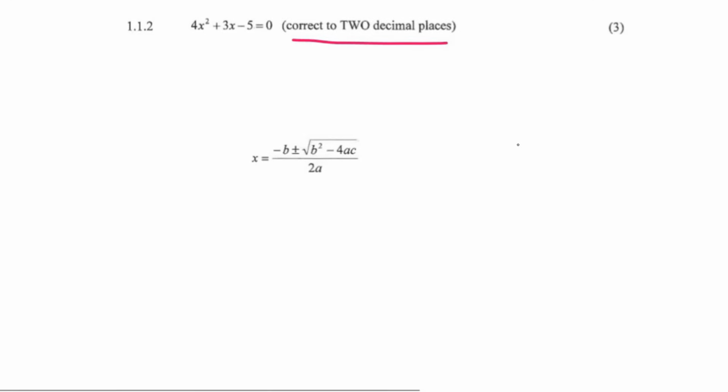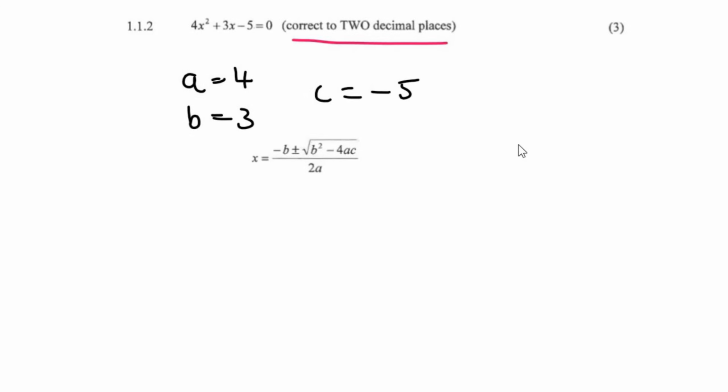Now, I know for a fact that you guys know how to use this formula by now, but I'll just quickly let you know that the value of a would be 4, the value of b would be 3, and the value of c would be negative 5. All you do is plug those values into the equation. If you do this correctly, you should get an answer of x equals negative 1,55 or x equals 0,80. Moving on to question 1.1.3.